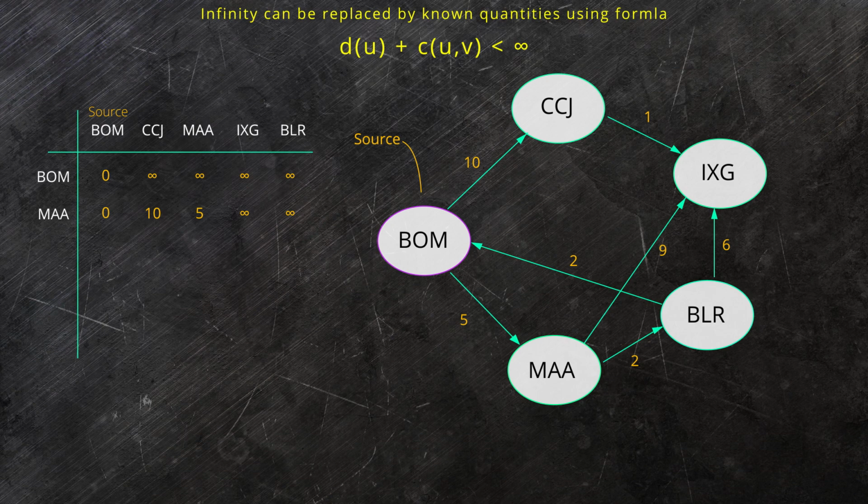Right. So look here. Again, what is the value for MAA? The value for MAA is 5. Now from MAA to BOM, is there a route? You don't have a route, so you will be carrying down that value as it is, which is 0. Now from MAA to CCJ, do we have a route? We don't have a route, so again you will be carrying down the same value without any change. Now from MAA to IXG, do we have a route? Yes, we have a route. Right. And from MAA to MAA is 0.